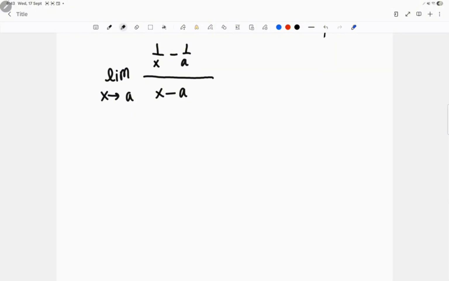Anyways, how about this one? How do you solve it? I'll try.